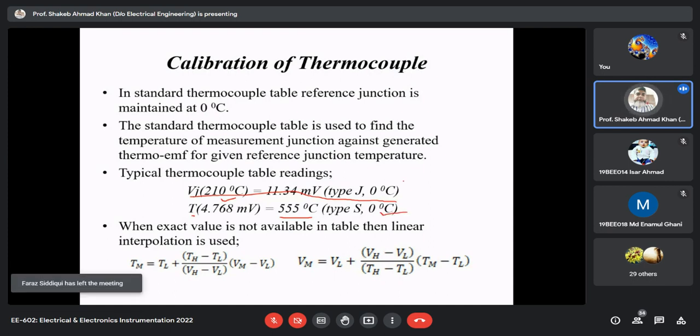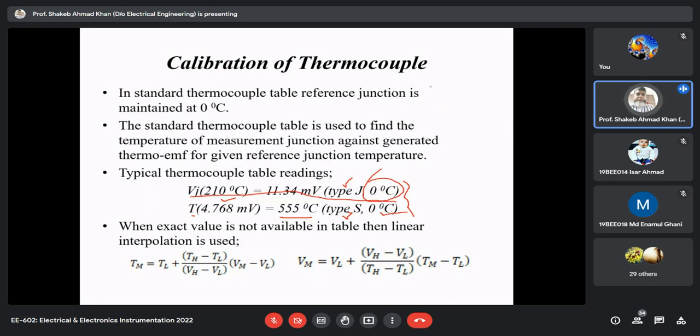So this information is extracted both ways. If you know the temperature, you can find out the voltage for a particular type of thermocouple. Obviously, if you are reading the table, the reference junction is always at 0 degrees Celsius. It is the requirement. And the other way around, if you know the thermocouple output, then you can find out the temperature from the table for a given type of thermocouple. And obviously, your reference junction should be at 0 degrees Celsius.